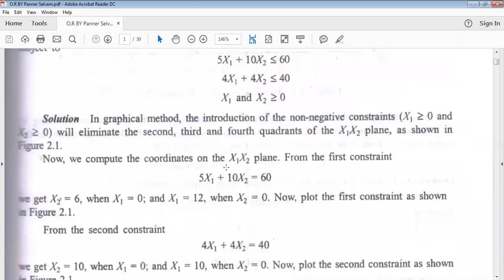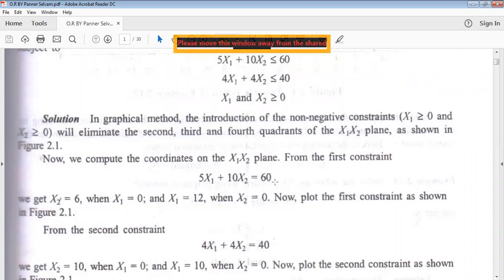Now we compute the coordinates of x1 and x2 from the first constraint. If x1 is equal to 0, x2 is equal to 6, 60 by 10, automatically 6. Similarly, if x2 is equal to 0, x1 is equal to 12, 60 by 5. So plot the first constraint as shown in figure 2.1.